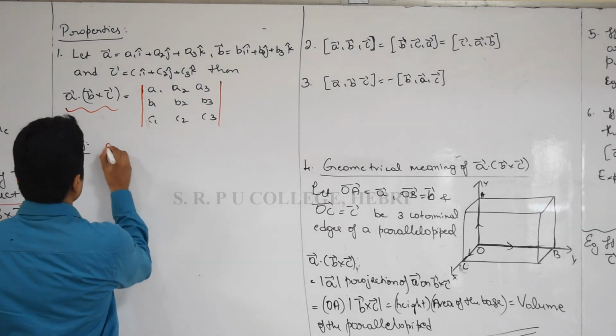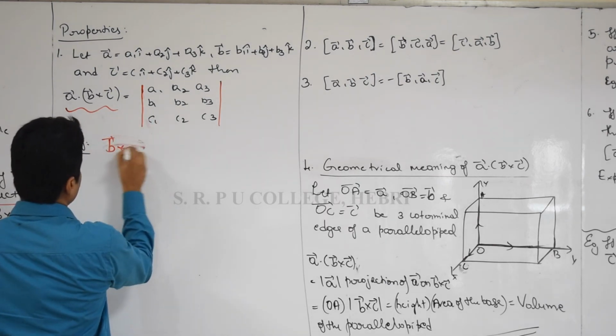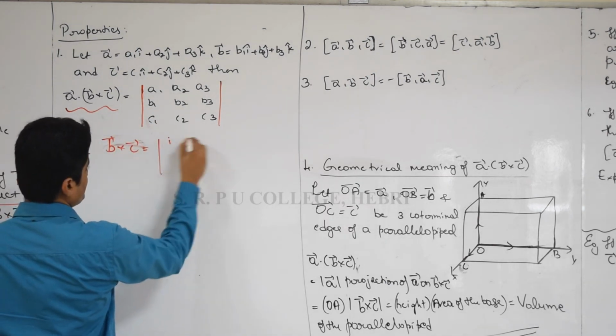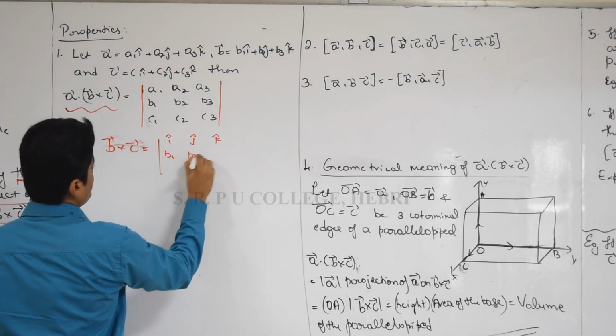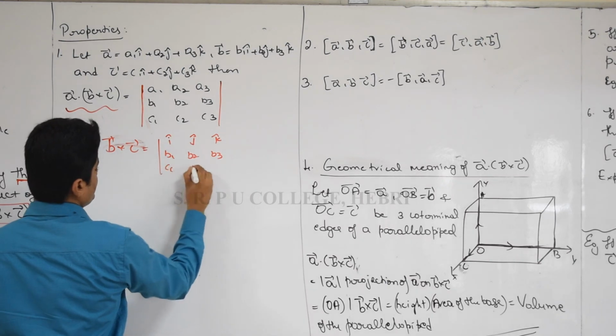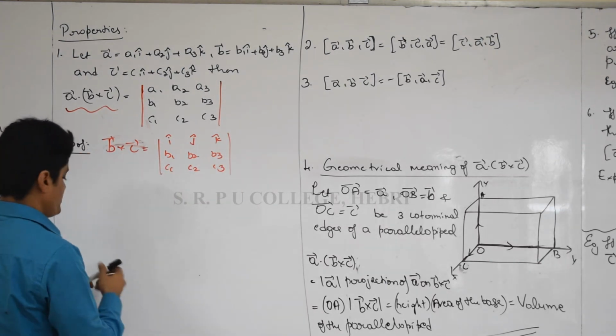Observe carefully. So take first B cross C. I hope you know how to get the B cross C. It's a determinant: i, j, k, then the second row B1, B2, B3, third row C1, C2, C3. Now you are going to expand this, right? What is the expansion of this?